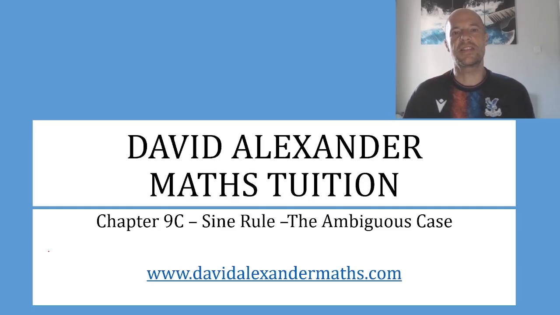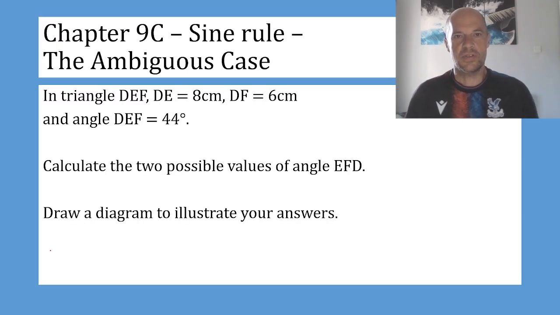This is Chapter 9c, the sine rule, the ambiguous case. So what is this all about? In a triangle DEF, DE is 8 centimetres, DF is 6 and the angle DEF is 44. Calculate the two possible values of the angle EFD.